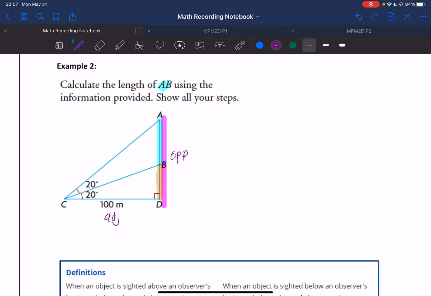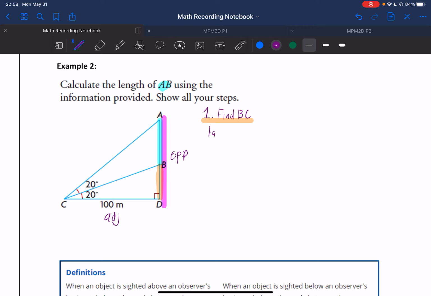So our first step is going to be find BD, which is in that lovely brownish orange color that I've highlighted. We find that length first, and then we're going to find the length of AD. And once we find AD, we can subtract AD from BD to give us what AB is. So let's start with that.